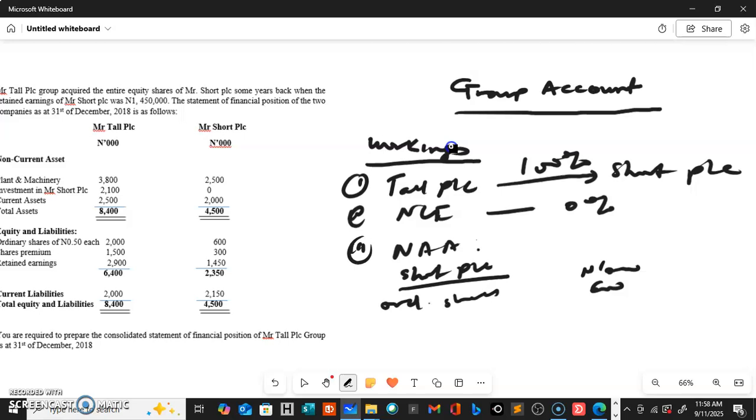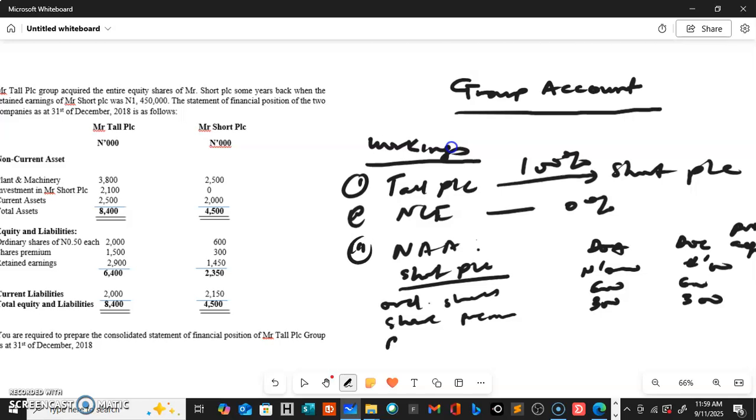We have to distinguish the date of acquisition and the date of consolidation, and we also have the post-acquisition gains. In this case, at the date of acquisition, the ordinary shareholding, valued at 600,000, still remains the same at the date of consolidation. There is no change, so we have 600,000 stated. We also have share premium. The share premium was 300,000 as at the date of acquisition and 300,000 as at the date of consolidation.